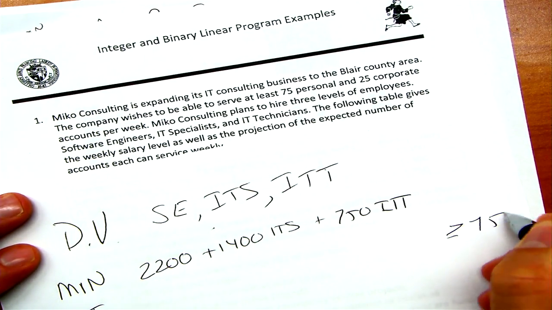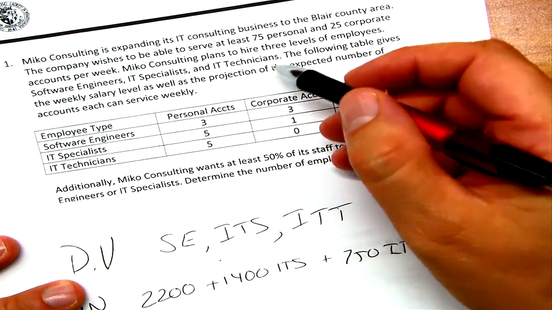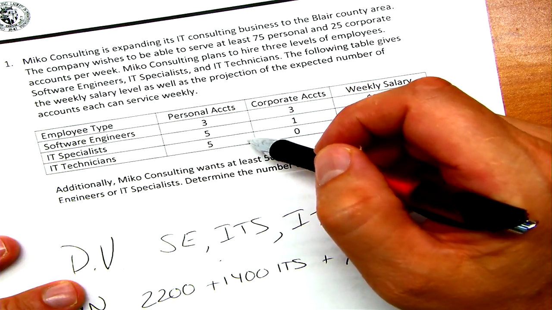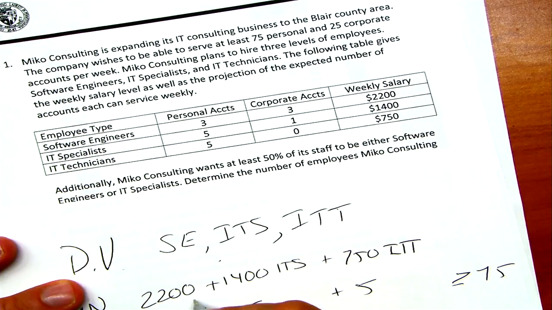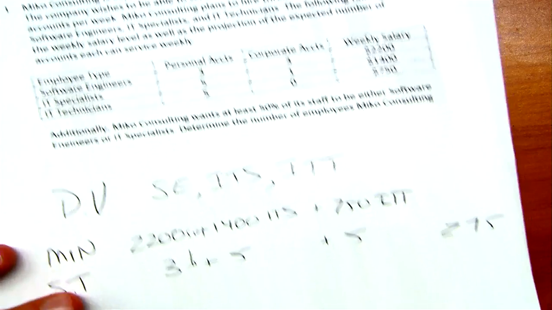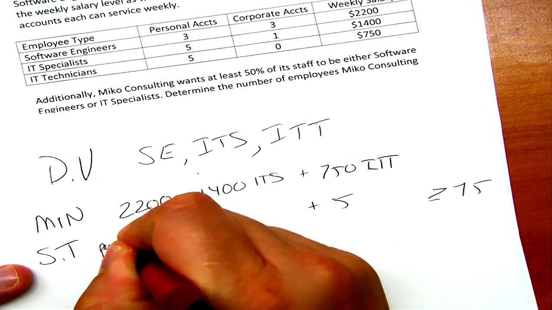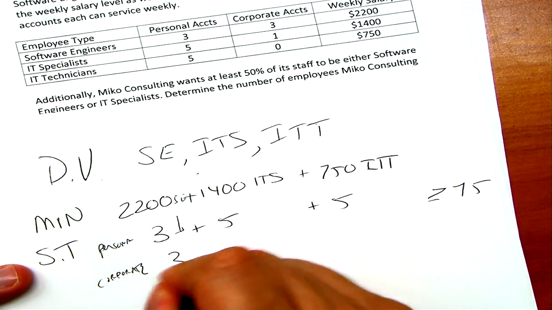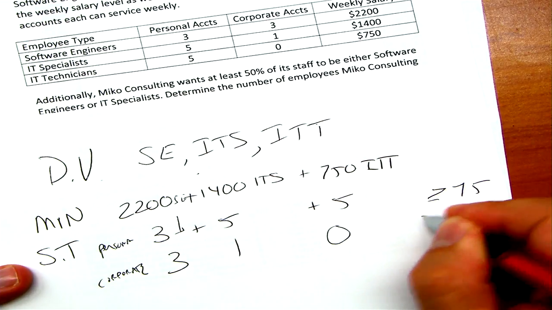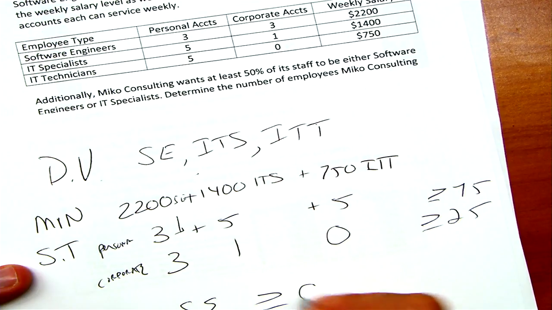So greater than or equal to 75, that's for personal accounts, and it looks like the coefficients for those are 3, 5, and 5. So 3 plus 5 plus 5, and I'd drag that down. Makes sense. That's what personal is. And corporate would be 3, 1, and 0, and that's greater than or equal to 25. And they all have to be greater than or equal to 0. Can't hire negative people.